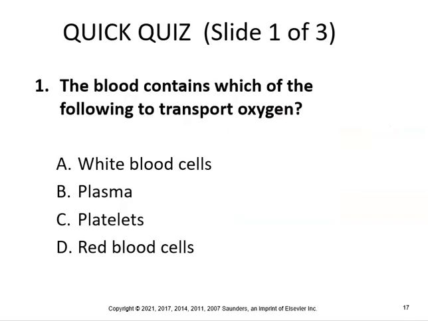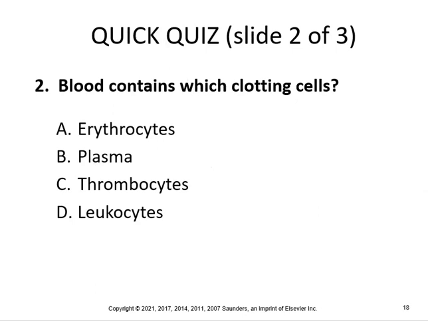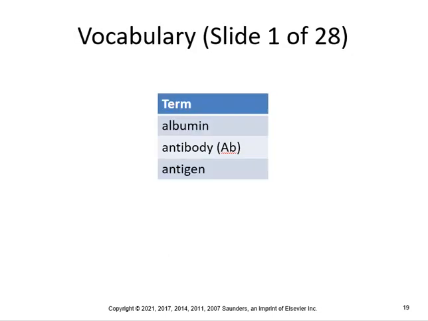The blood contains which of the following to transport oxygen? So the answer for this would be D, red blood cells. Blood contains which clotting cells? Erythrocytes, plasma, thrombocytes, or leukocytes? And the answer to that would be C, thrombocytes.